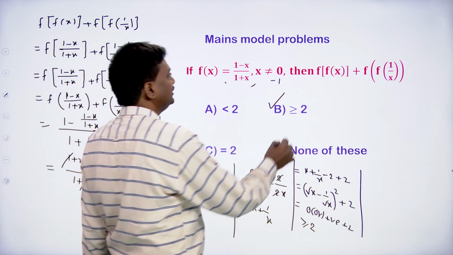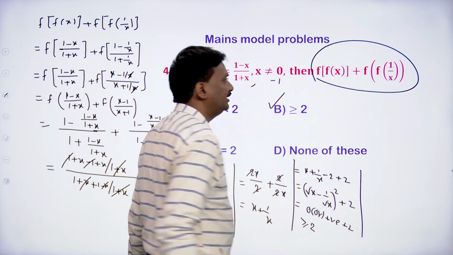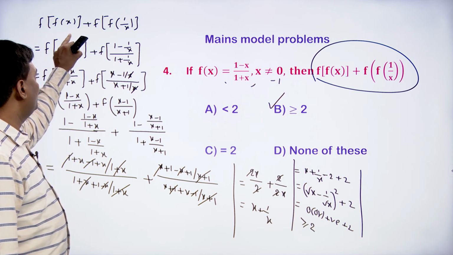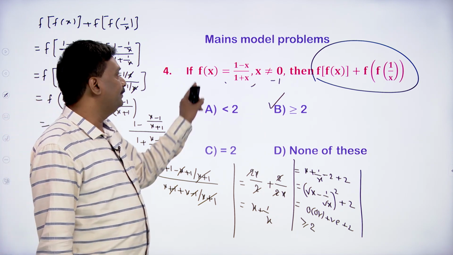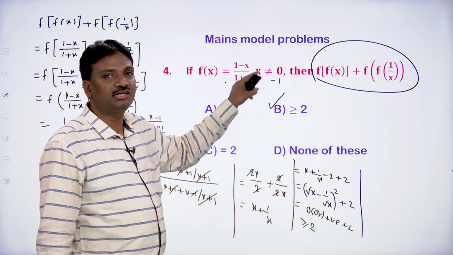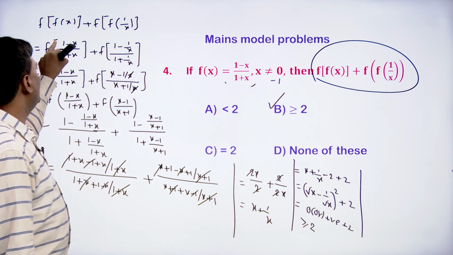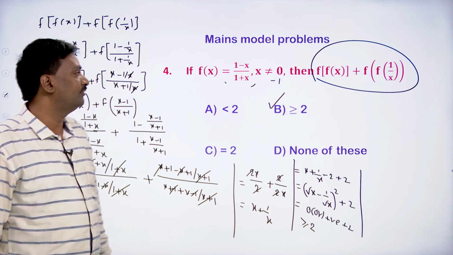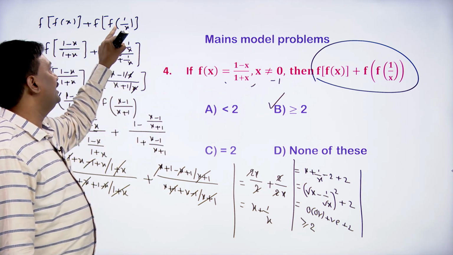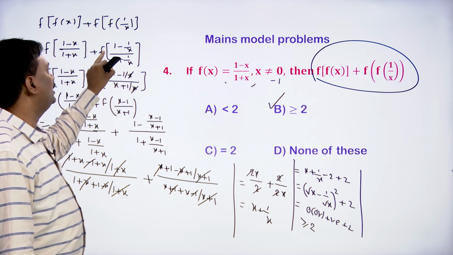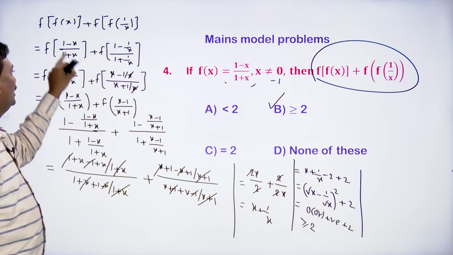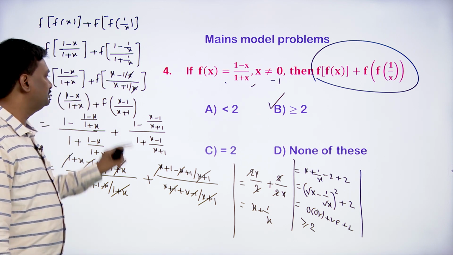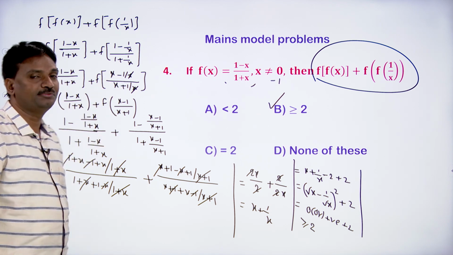So by considering the given expression, that is f of x plus f of 1 by x. In place of f of x we can write 1 minus x by 1 plus x. So f of (1 minus x by 1 plus x) plus f of 1 by x. In place of x, by writing 1 by x, we can write 1 minus 1 by x by 1 plus 1 by x. So by simplifying it, again we have gotten f of (1 minus x by 1 plus x) plus f of (x minus 1 by x plus 1).